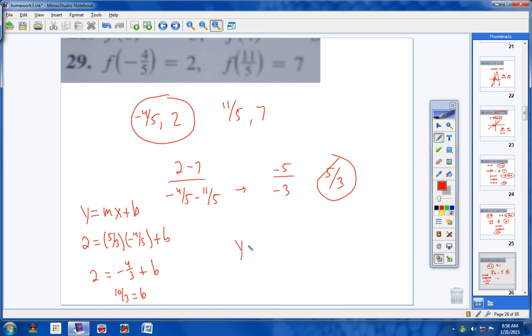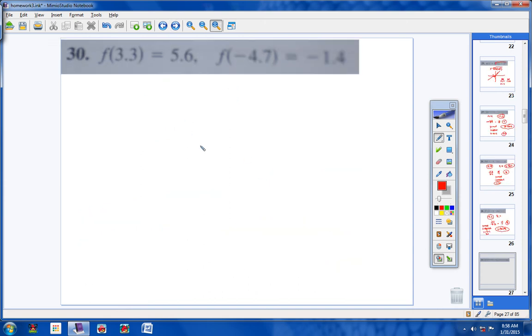So your answer would be y equals 5/3 x. That's your slope, plus 10/3. That's your b, or your y-intercept. Okay, moving on to number 30. Let me get a drink here real quick, and we'll continue on.